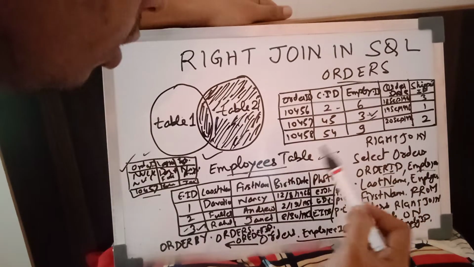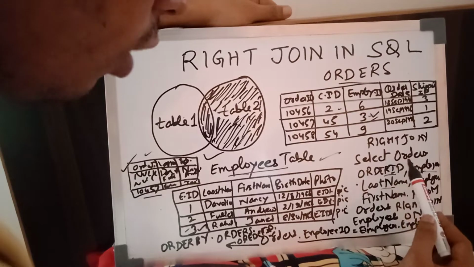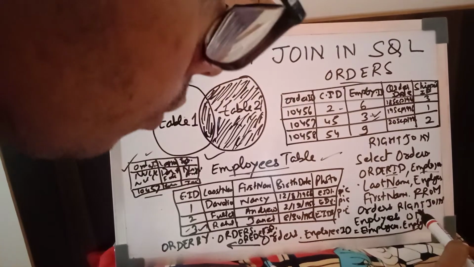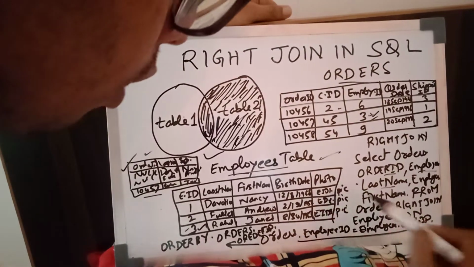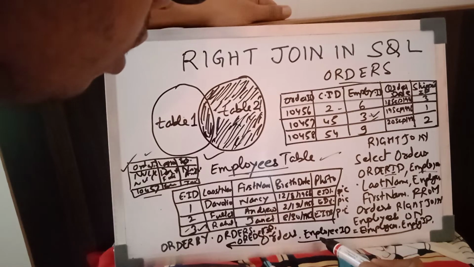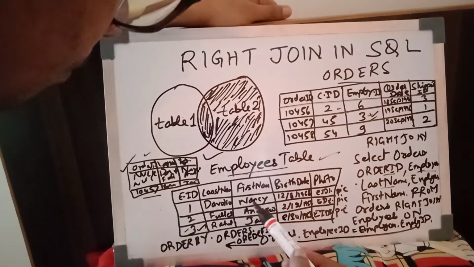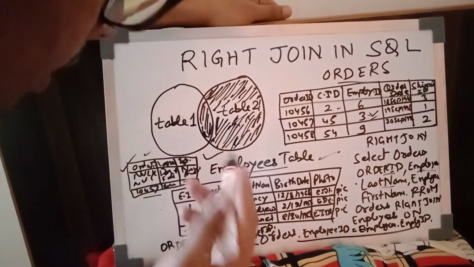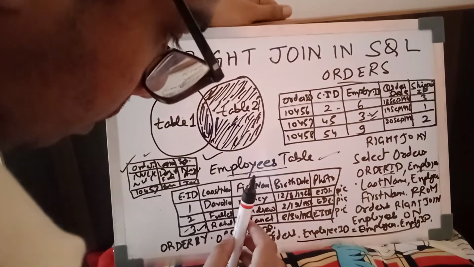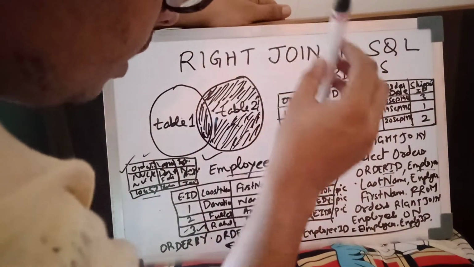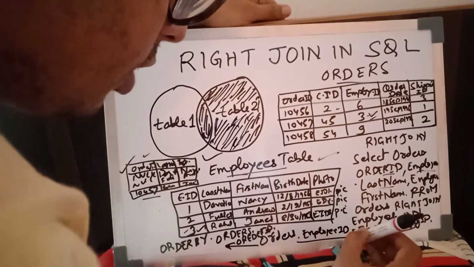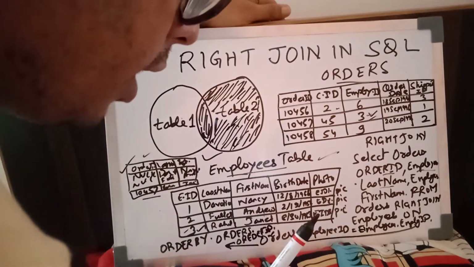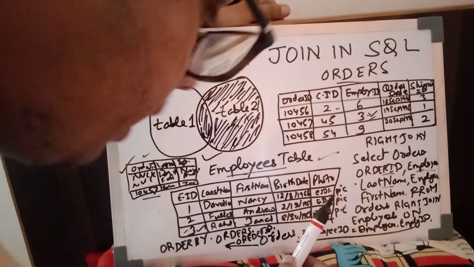So if you apply right join on these two tables, it will select orders.order ID, employees.last name, employees.first name from orders right join employees on orders.employee ID equals employees.employee ID, order by orders.order ID. So it will select all the values from the employees table and the corresponding matching records from the orders table which satisfy this condition, that is, where the employee ID in the orders table matches the employee ID in the employees table.